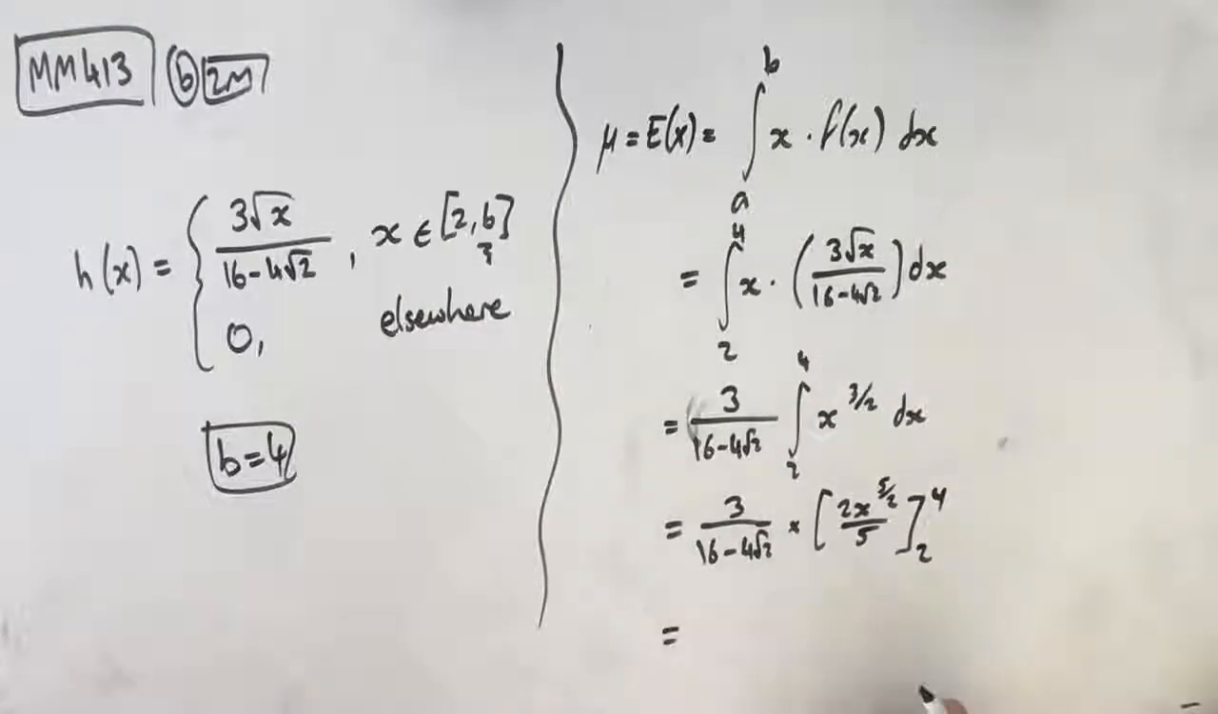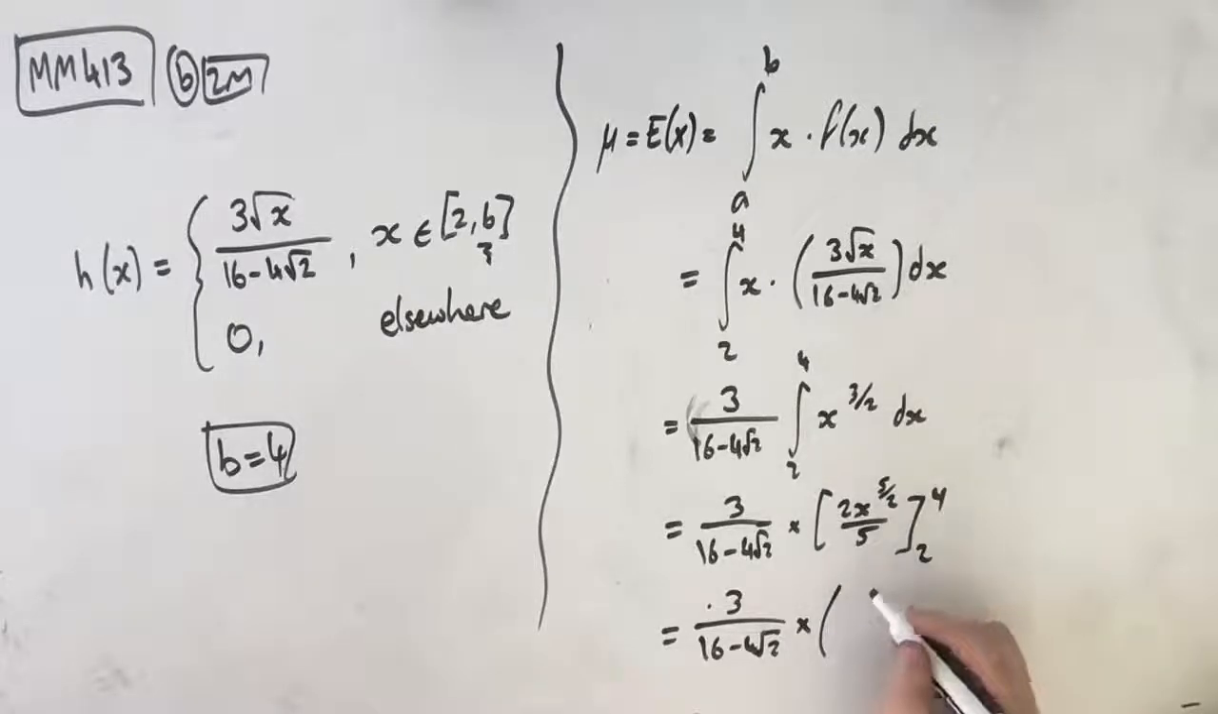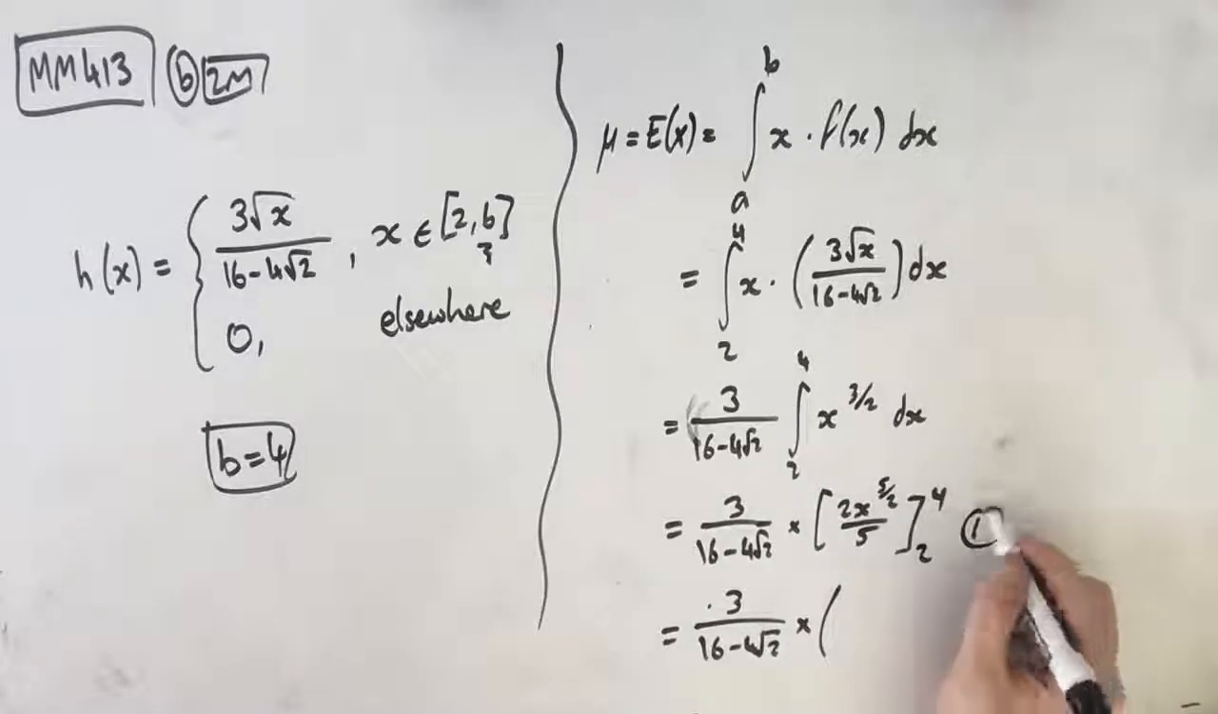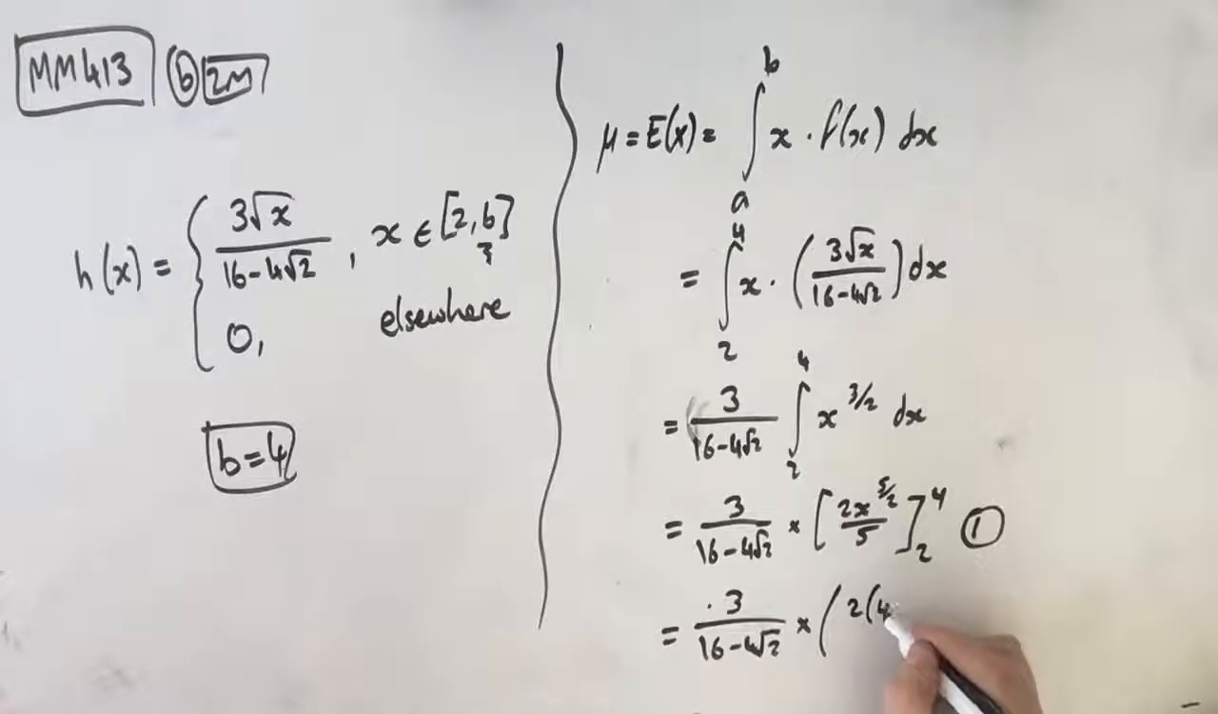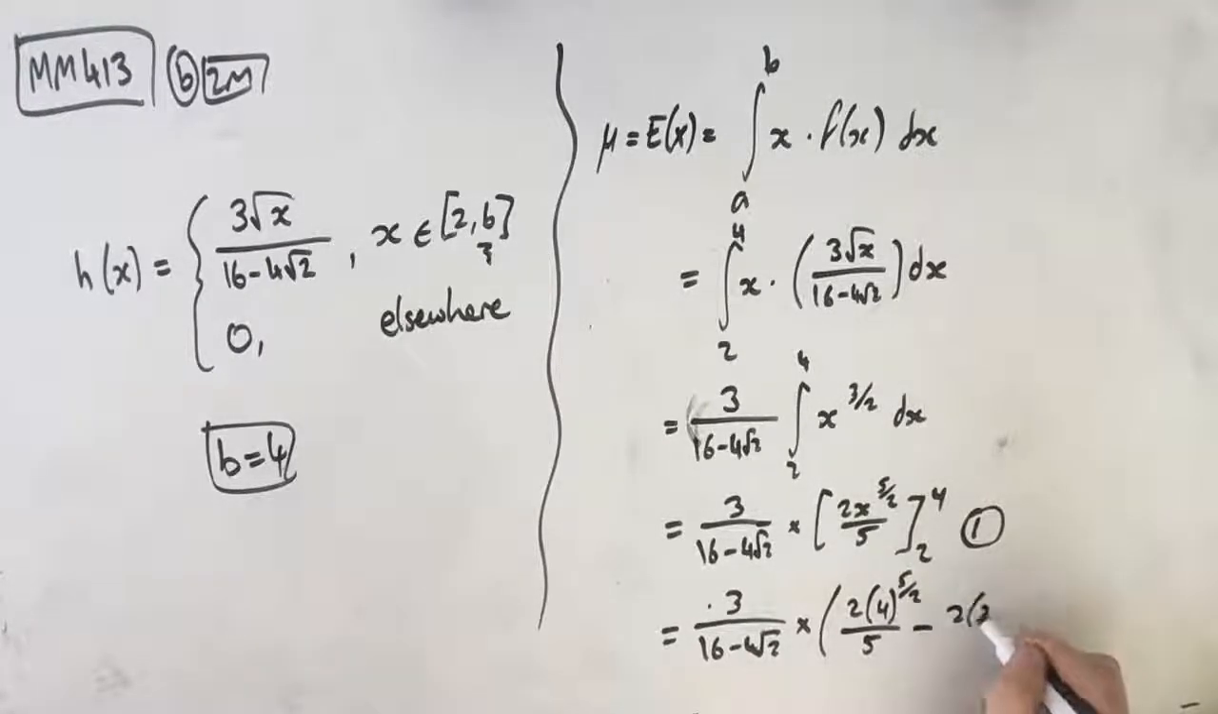Awesome. Now we have, again, just the 3 on 16 take 4 root 2, multiplied by, now we can sub in our values, and that's actually our first mark just here. So 2 outside of 4 to the 5 on 2 over 5, minus 2 outside of 2 to the 5 on 2 over 5. So it's just our normal integration here.